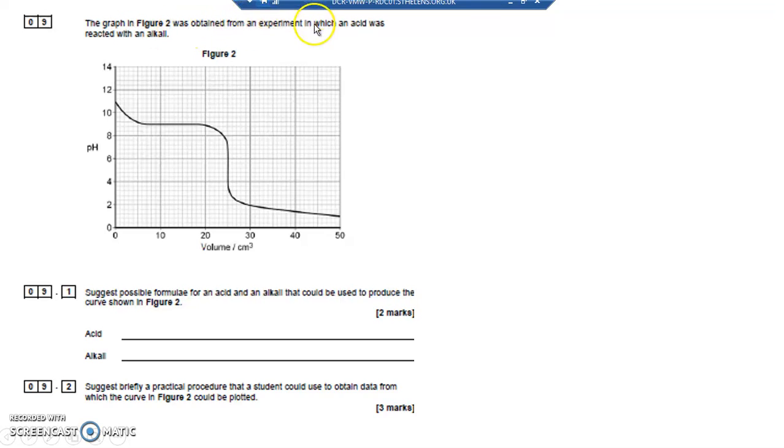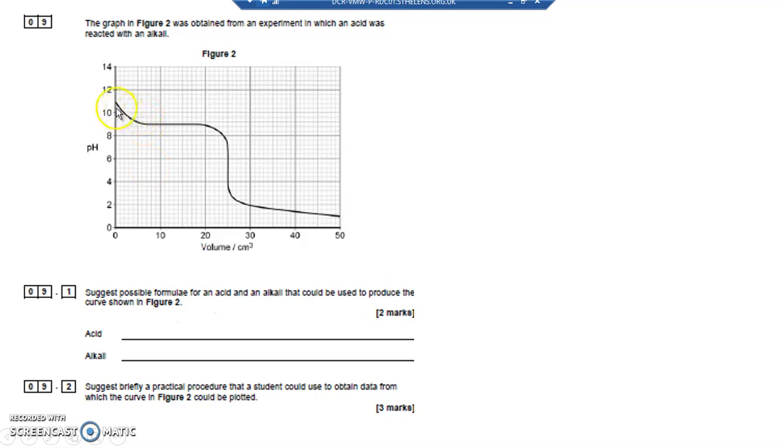Question 9. I've got an experiment in which an acid was reacted with an alkali. I'm starting off with the alkali. So I've got the alkali in a beaker or a conical flask, and I'm slowly adding the acid, and the pH is coming down. Suggest a formula for an acid and alkali that could be used to produce the curve shown in figure 2.